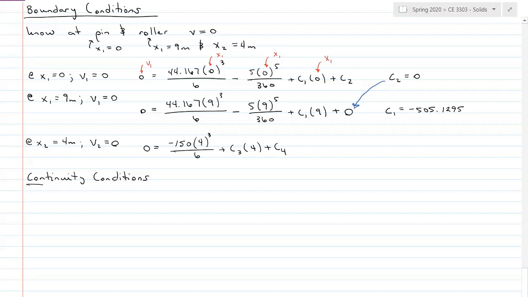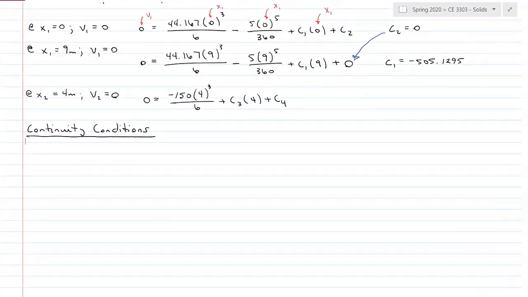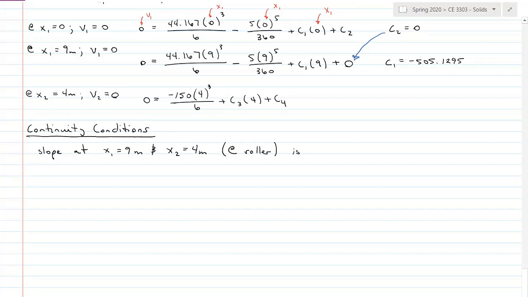Continuity conditions is where we have overlap. Now we already know we have overlap at the roller because deflection at the roller is equal to 0. That also means, ladies and gentlemen, that the slope over the roller has to be the same. So slope at X1 is equal to 9 meters and X2 is equal to 4 meters. So that's at the roller. Is the same, right? So that means theta 1 is equal to negative theta 2.